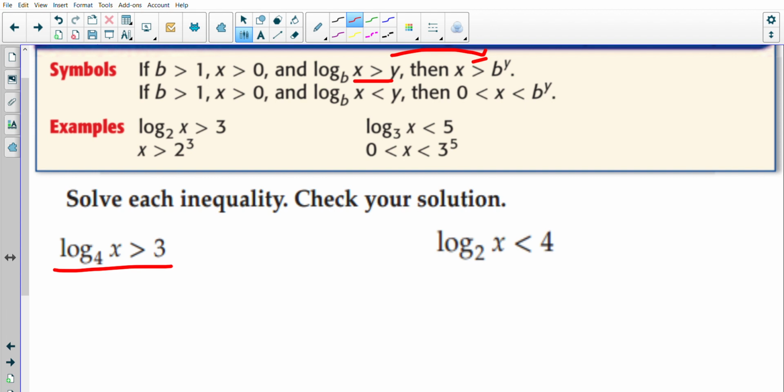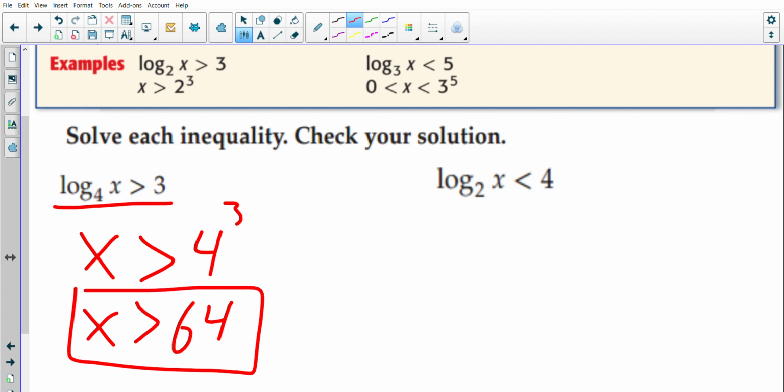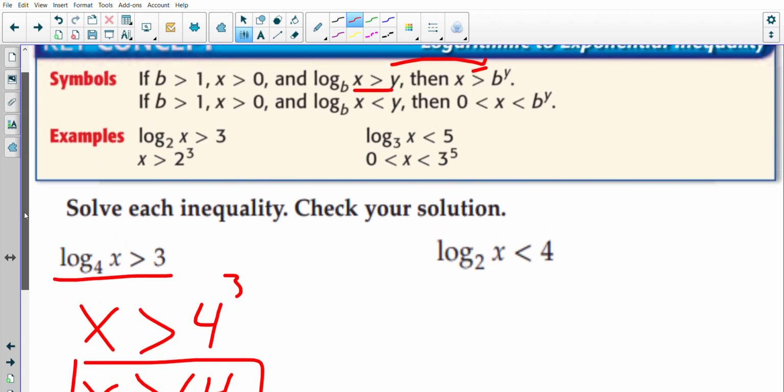So I just have to rewrite it. So x is greater than 4 to the third. And so in this case, we end up just saying x is greater than 64. And that's all there is to it. Like I said, all I did was transfer the information up top down to rewrite the equation, the logarithm.